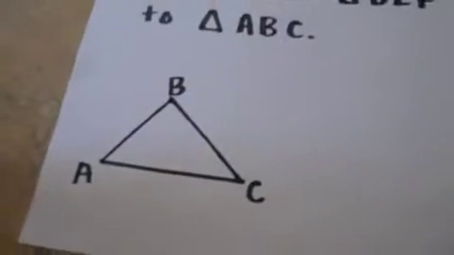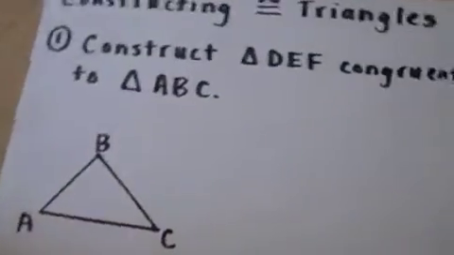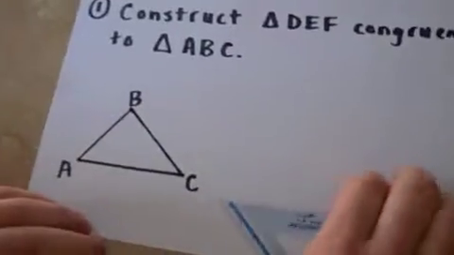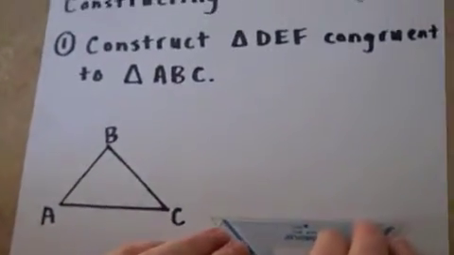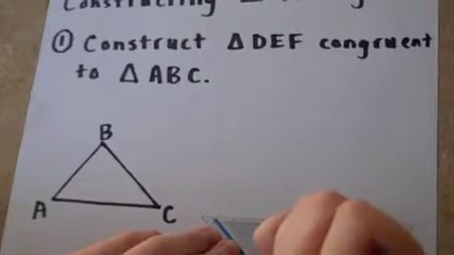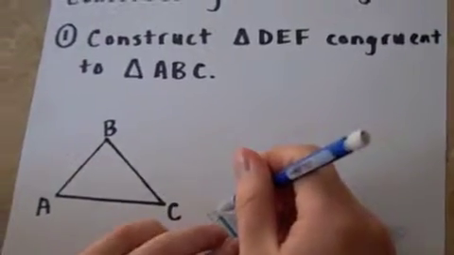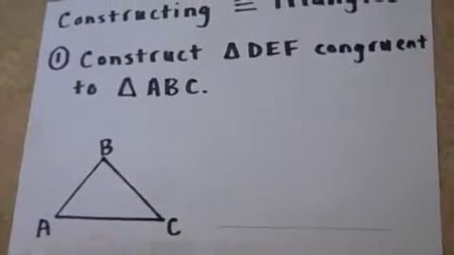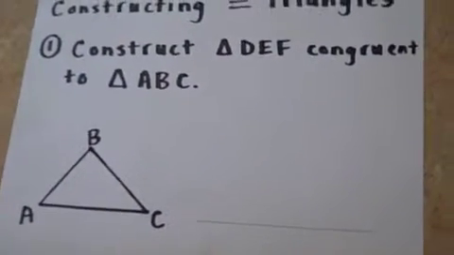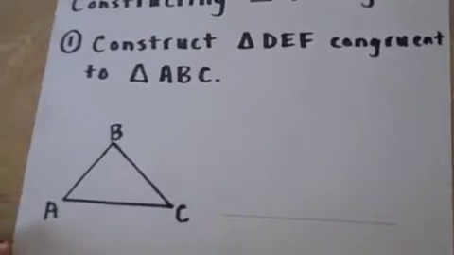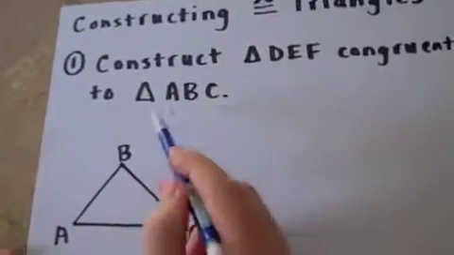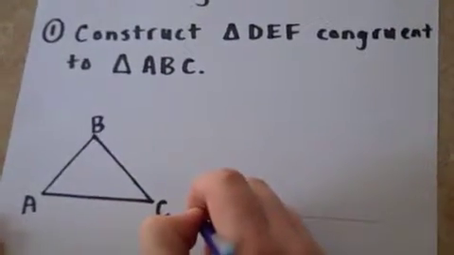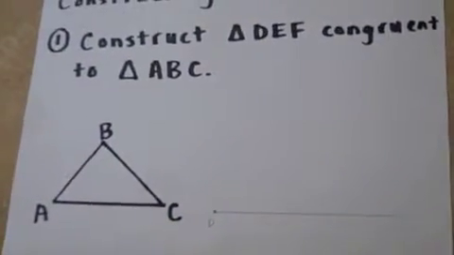The first step in the process is to start out with a line segment that will be longer than AC. So we'll take our straight edge and our pencil and draw a line segment that is longer than segment AC. The next step is to label our first vertex. Since A corresponds to D, this vertex right here is going to be D. So we'll put a dot there and label it D.